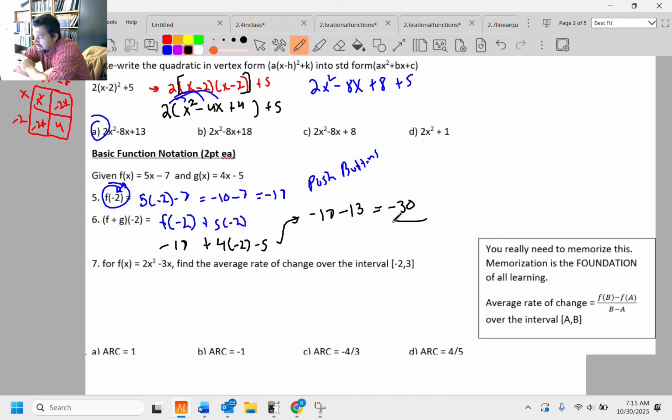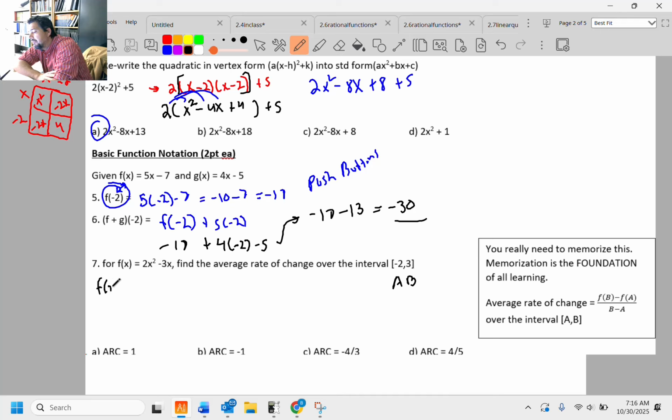I was nice enough to give you the formula for average rate of change because I was curious if having that formula down would get more of you to get it correct. I am curious. I don't actually believe it'll happen. I'm just curious.